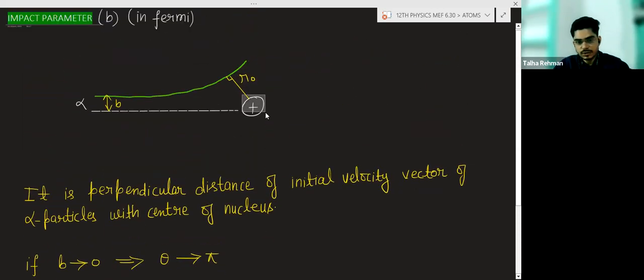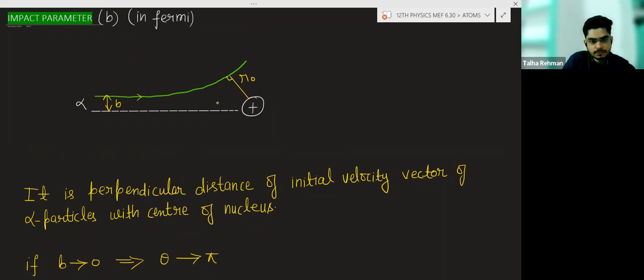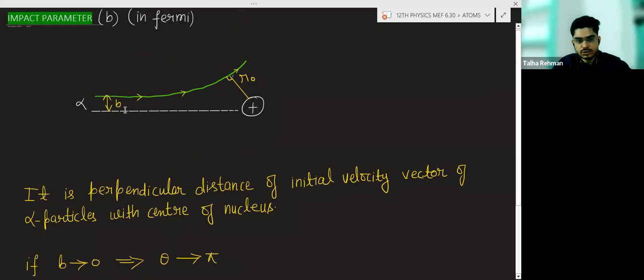Suppose this is the nucleus and this is the alpha particle, and this alpha particle is moving like this. So this is the path of the motion of the alpha particle. Because alpha particle is positively charged and nucleus is also positively charged, when it comes somewhere here or here, there will be a force of repulsion. Due to the force of repulsion, the path of the alpha particle is like this, and this initial distance is known as the impact parameter.